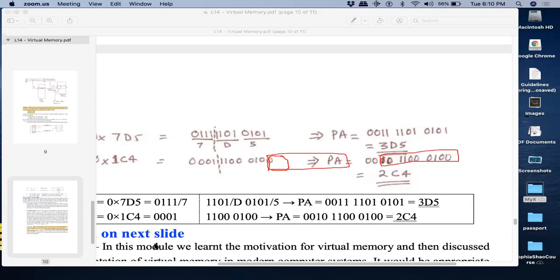Okay. Any questions or clarifications? This is important, right? So let me know if you understood this example.